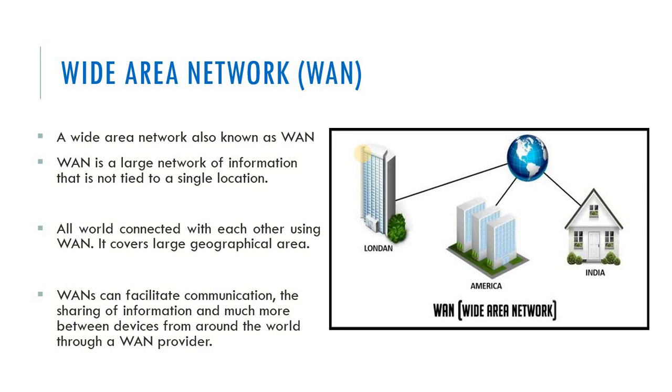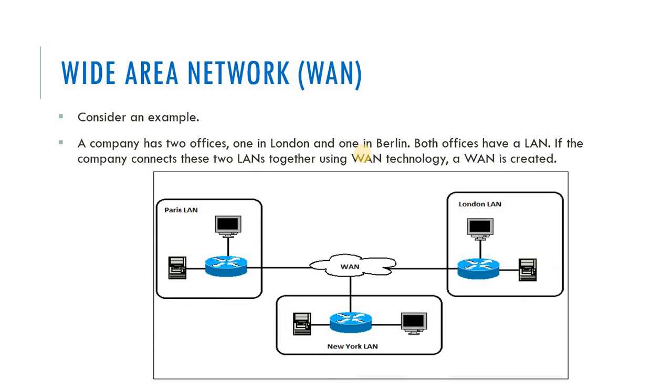Suppose I want to call a relative who lives in America, then I can easily call my relatives. That call is connected via the WAN network. Based on that we can easily exchange information all over the world. So this is a wide area network.